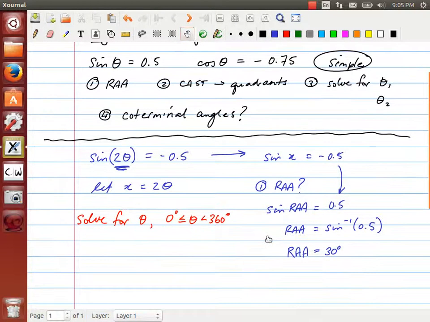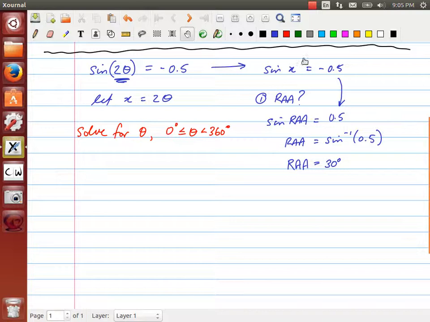So I've done step 1. I found the related acute angle. So on to step 2. So let's go over here. Step 2 in this case is I'm going to use the CAST rule. So basically I want to know what quadrants am I in.